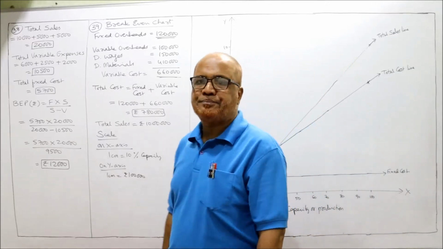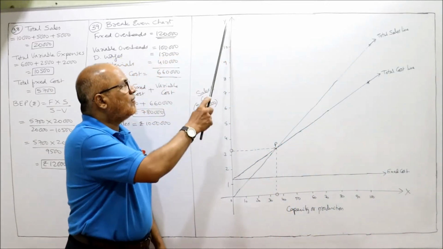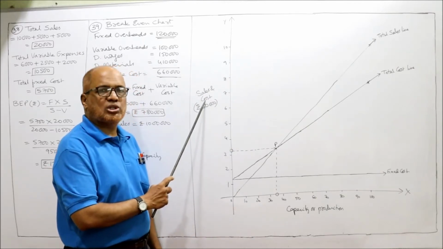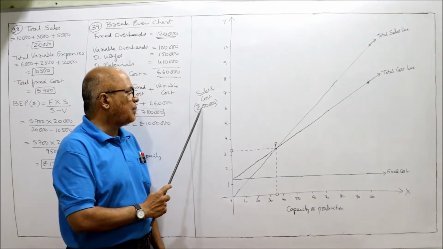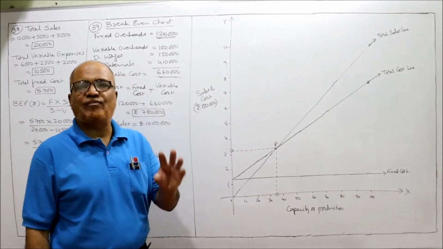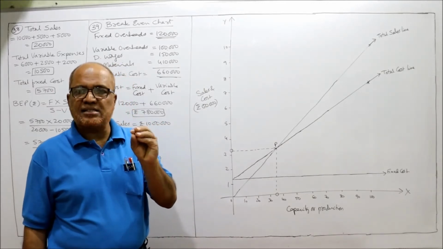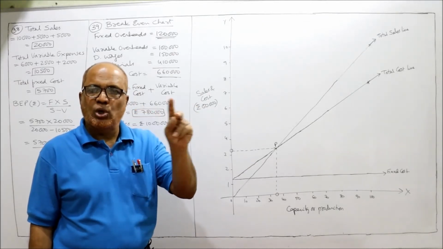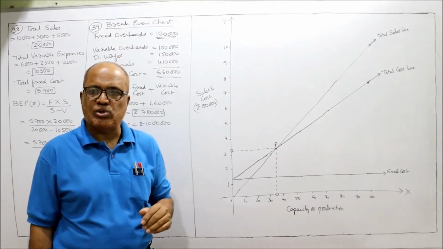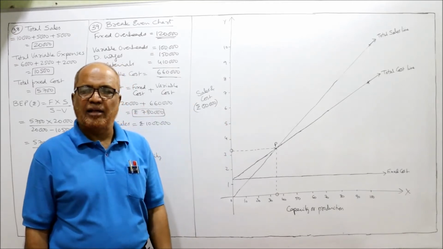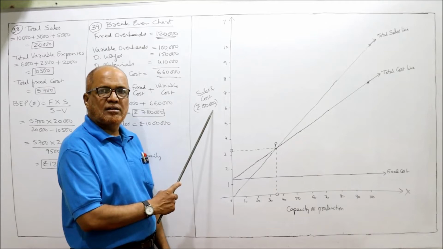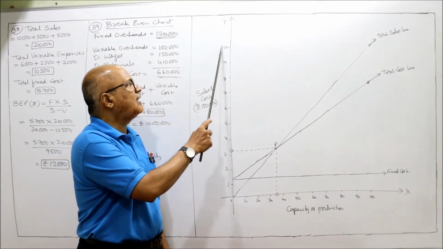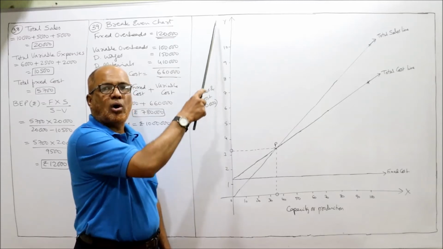Now see the graph. This is the graph. Now the y-axis. On the y-axis I'm taking sales and total cost, rupees in lakhs. Lakhs consist of 5 zeros. So 1 lakh means 1 with 5 zeros, 2 lakh means 2 with 5 zeros, 3 with 5 zeros, 3 lakh. So the 5 zeros I have omitted. So 1 lakh, 2 lakh, 3 lakh, 4, 5, 6, 7, 8, 9, 10 lakhs. So that is the y-axis.